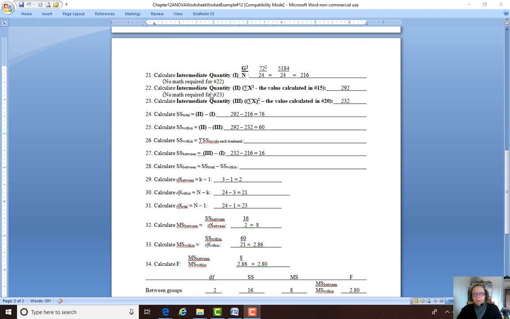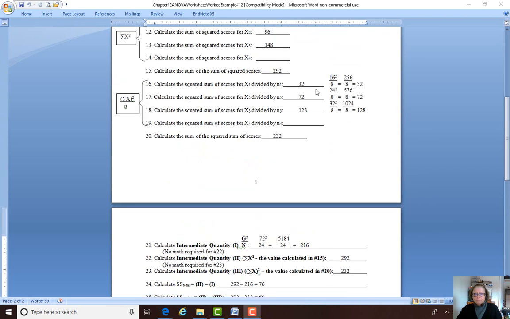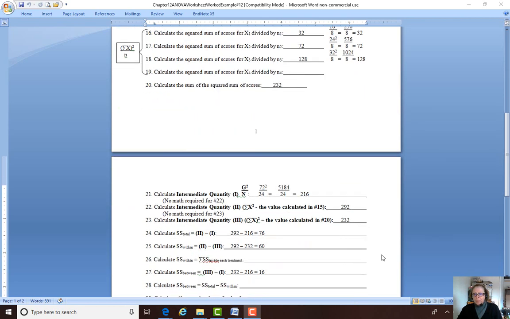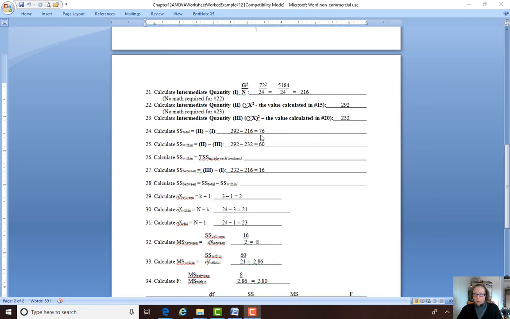And then on this worksheet right here, you can make a notation right above this for each of these steps 22 and 23, and maybe make yourself a little note that says no math required, because the only thing you have to do is go to line 15 and grab 292, put that there, and from line 20, grab the value 232 and put that there. That's kind of a parking place for you to be able to work the next few steps.